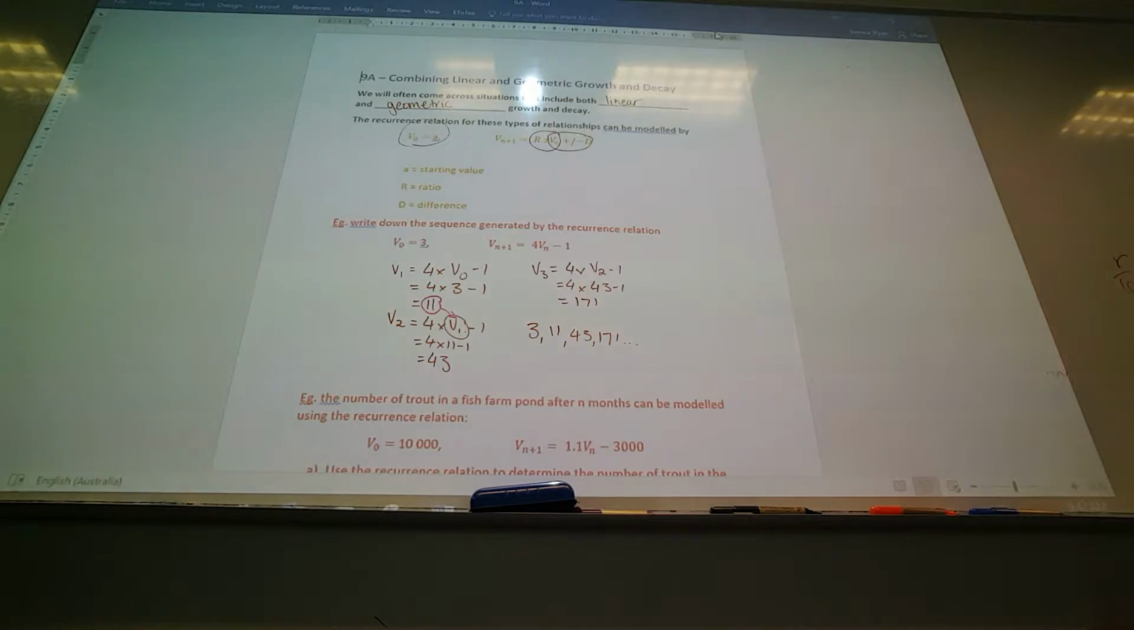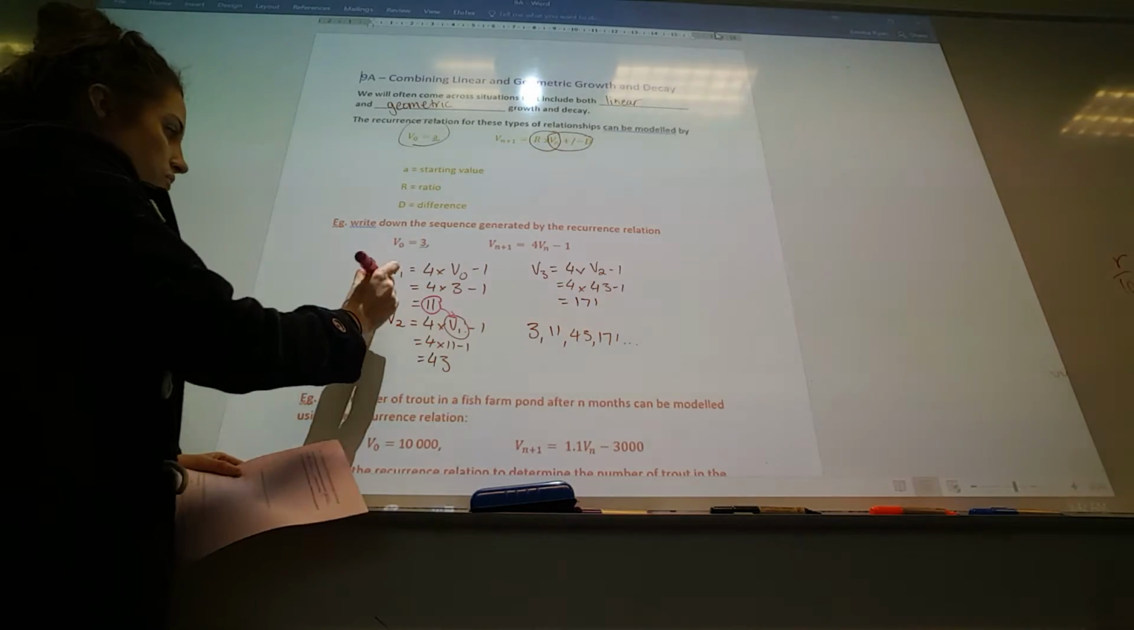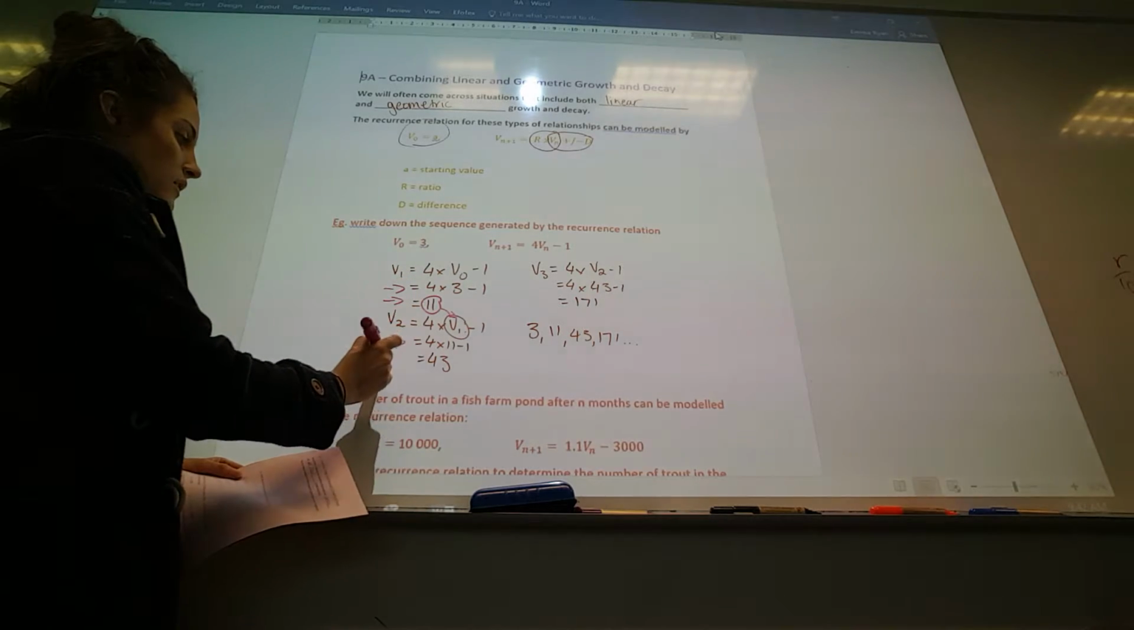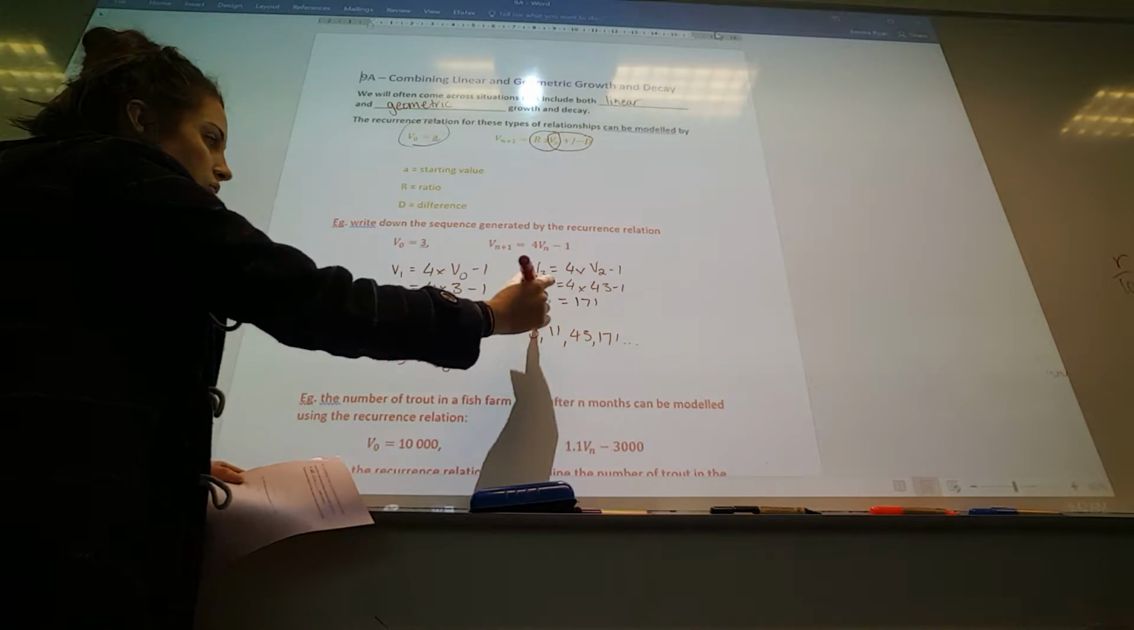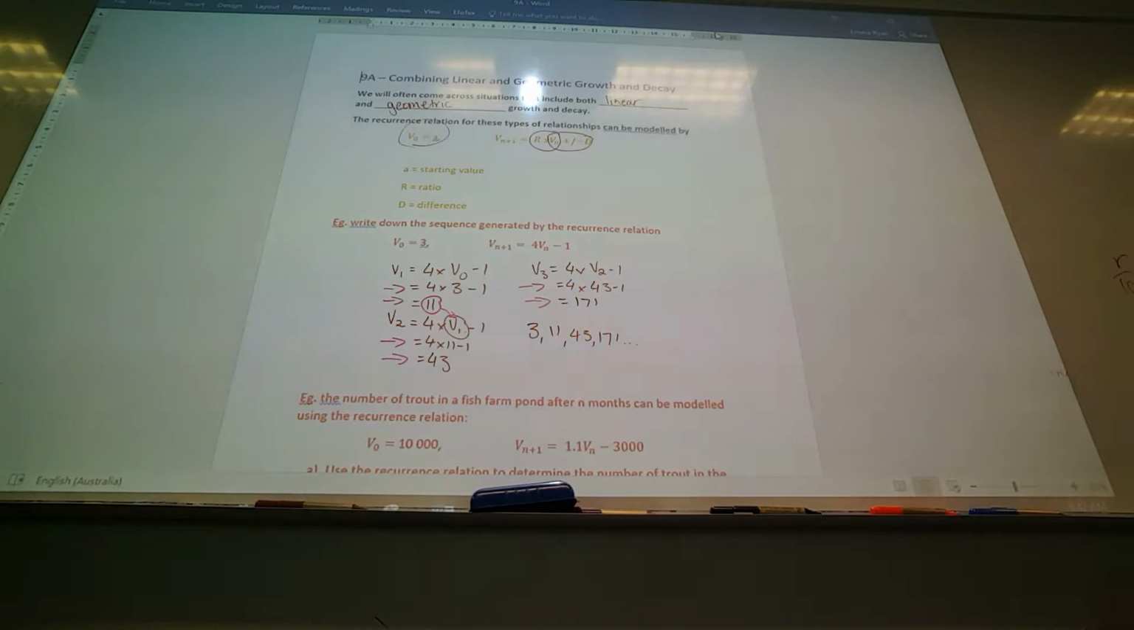So for this one, do you show your working out? Yes, because it says use recursion. Even if you're just putting in these 2 lines, that's okay. That's fine to just put in those 2. Any questions? So it's pretty much exactly the same as what we've done with geometric and linear. We're just sticking them together.